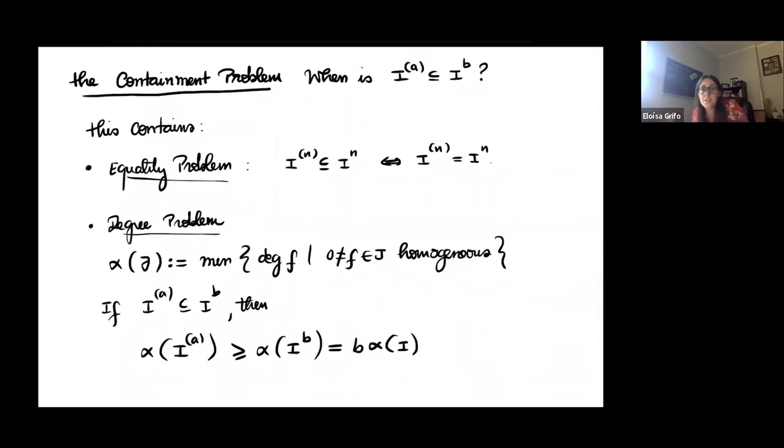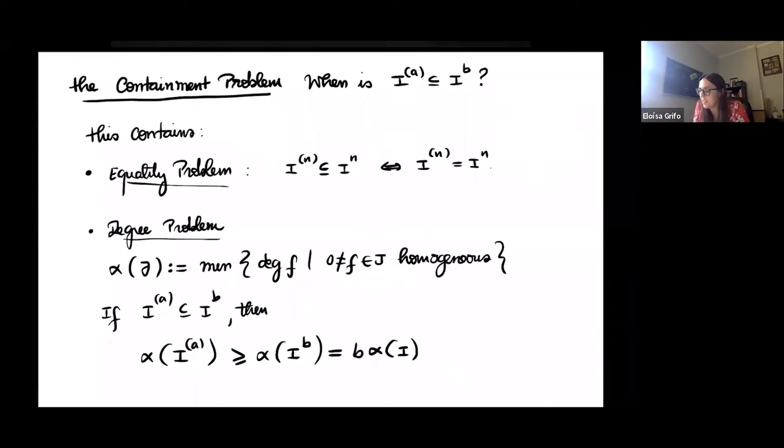And there are many other reasons you might consider this problem, right? As I said before, it's sort of a comparison question. And this is a question that first appeared in a paper of Schenzel in 1985, but that really gained more traction in the late 90s, early 2000s. And this starts thanks to work of Irena Swanson, who first understood a little better what it meant to say, well, okay, maybe first let me say it like this.